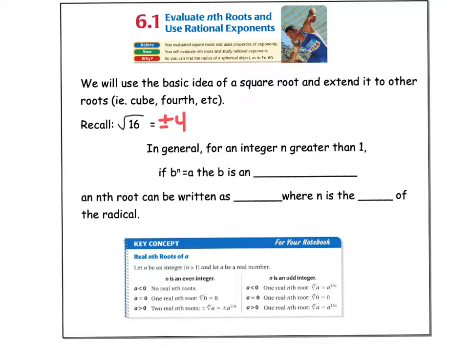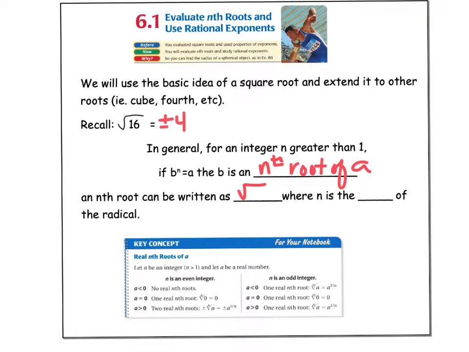So in general, we're going to say for an integer n, so that's basically a whole number with negatives, greater than 1, if you have some number b to the nth power and it equals a, then b is an nth root of a. So let's write that down and think about what it means. The b is an nth root of a. So whatever number multiplied to the power of n gets you a, then we call it an nth root.